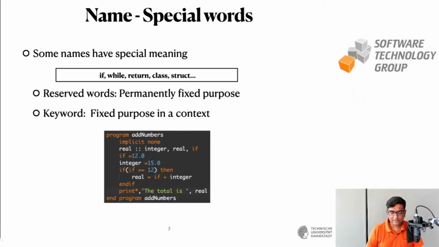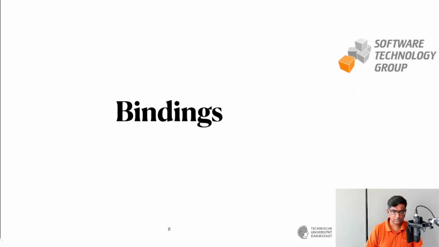So generally, modern programming languages take the approach that they try to avoid keywords that can have different meanings. So they reserve special words for specific purposes, and they cannot be reused for any other purpose.